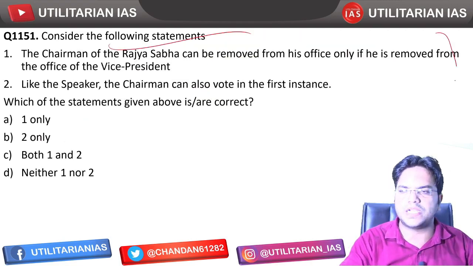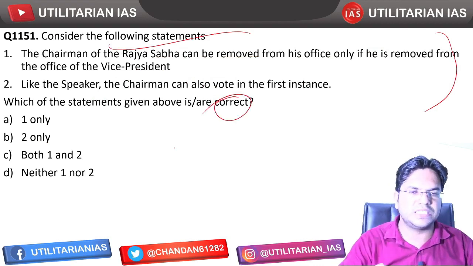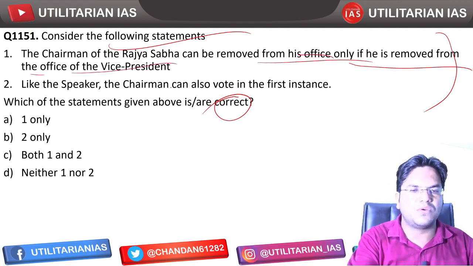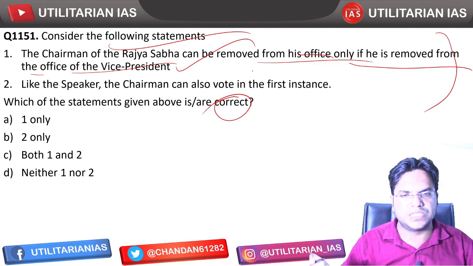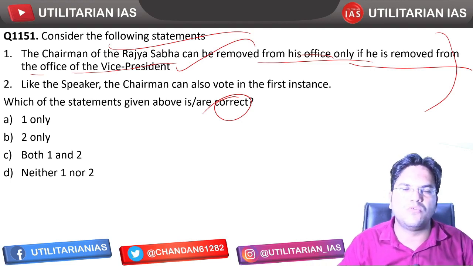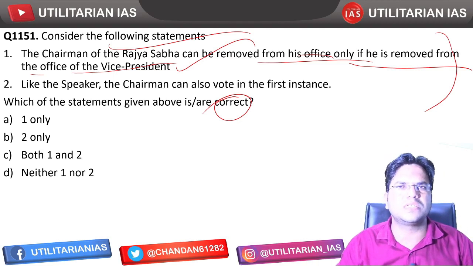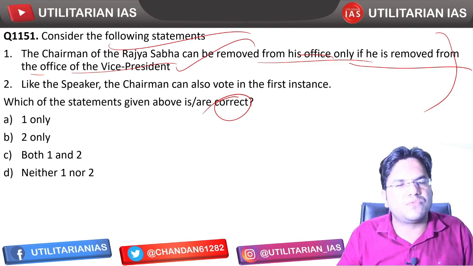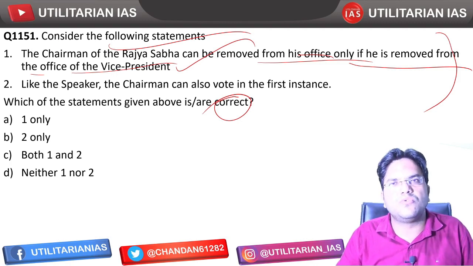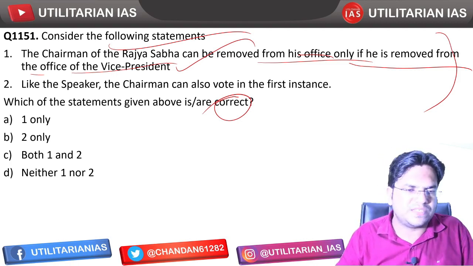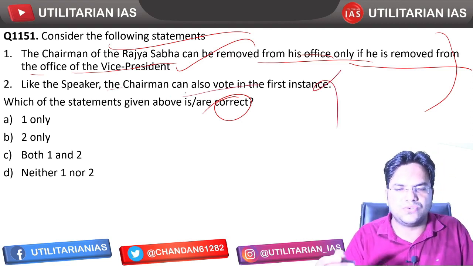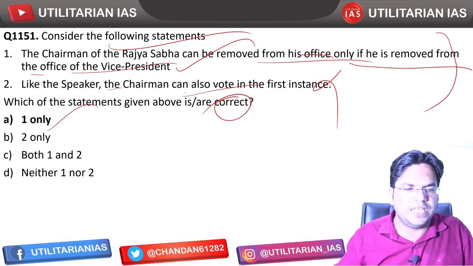Consider the following statement. Again 2 statements have been given and we have to tell the correct statement. The chairman of Rajya Sabha can be removed from his office only if he is removed from the office of Vice President, so that is correct, right. चेयरमैन कौन होते हैं? वाइस प्रेसिडेंट। So until and unless you remove vice president, there is no process that is mentioned for the removal of chairperson of the Rajya Sabha. If you have to remove the chairman of the Rajya Sabha, you need to initiate the process of removal of vice president. So that is correct. Like the speaker, the chairman can also vote in the first instance. That's correct. You already know, right? A one only, that is A is going to be the right answer.